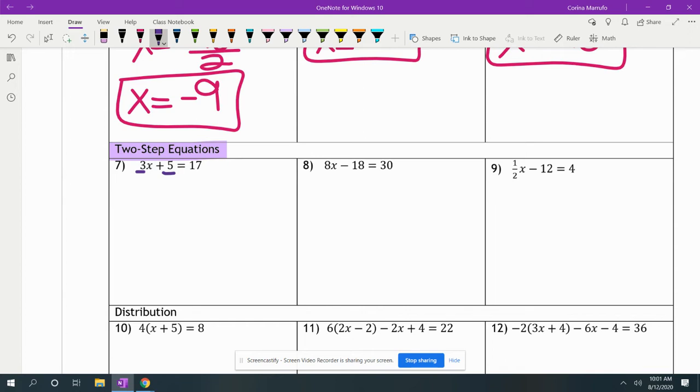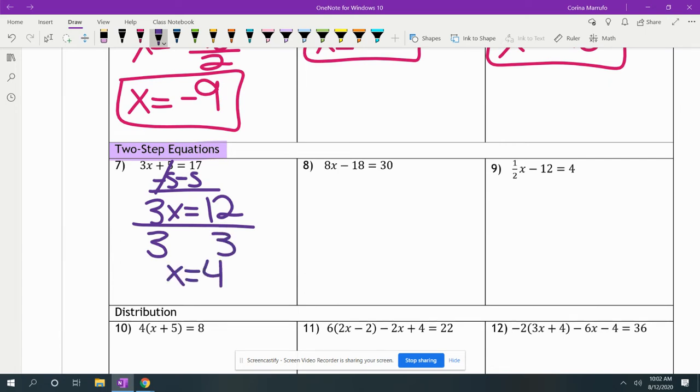When we are doing this, we need to start with the plus 5. In order for us to cancel out that plus 5, we are going to do the opposite and subtract 5. And what you do to one side, you have to do to the other side of the equal sign. So here, 5 minus 5 cancels, and we're left with 3x equals 17 minus 5, which is 12. And then we're going to divide both sides by 3, and we get x equals 4.